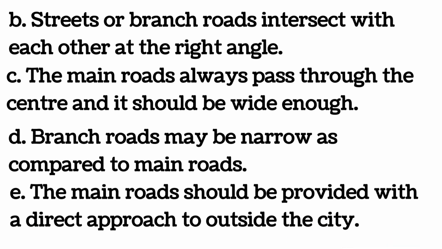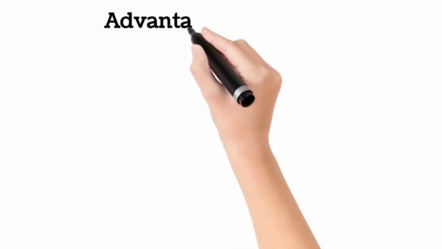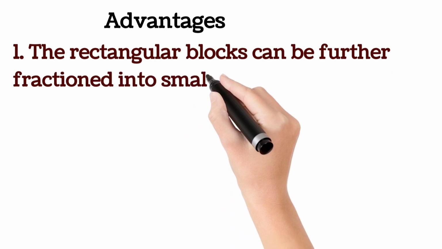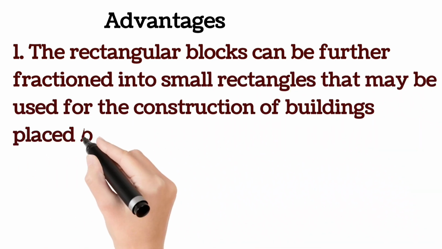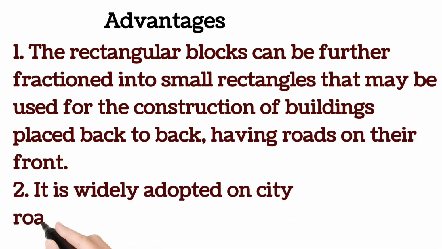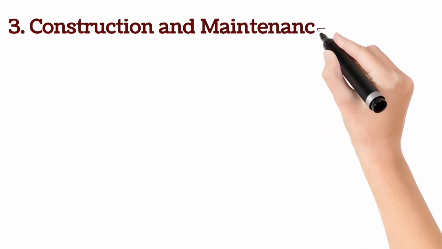Some of the advantages of rectangular or block patterns are: the first one is that the rectangular block can be further fractioned into small rectangles that may be used for construction of buildings placed back to back, having roads on their front. It is widely adopted in city roads. Construction and maintenance of this type of road pattern is quite easy.